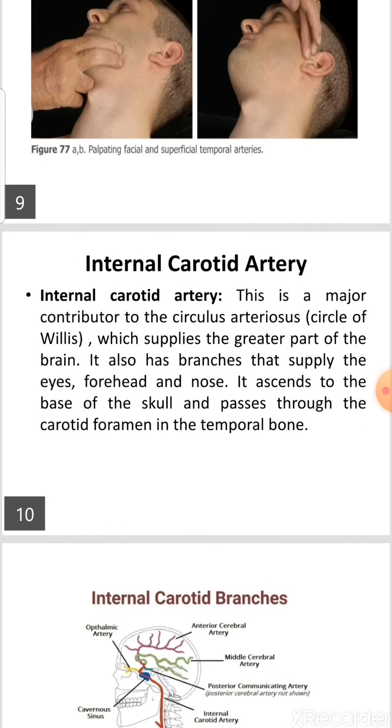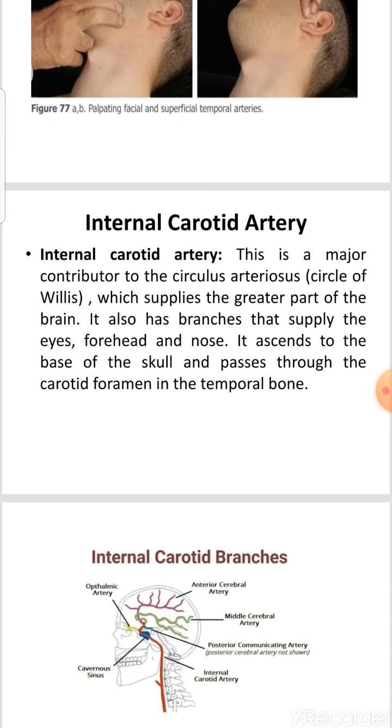Okay, now the internal carotid artery. Internal carotid artery is a major contributor to the circulus arteriosus, or circle of Willis. If we talk about its course, we have already discussed its origin. We know that its origin is after the bifurcation of common carotid artery at the level of the upper border of thyroid cartilage. The internal carotid artery, after its origin, runs upward, and it passes through the carotid canal or carotid foramen present in the temporal bone.